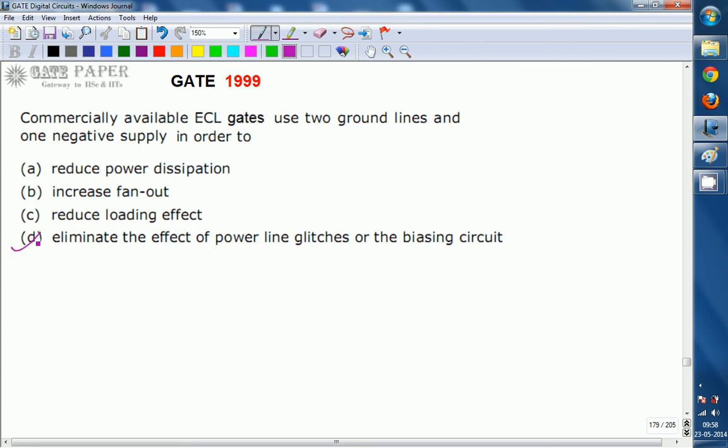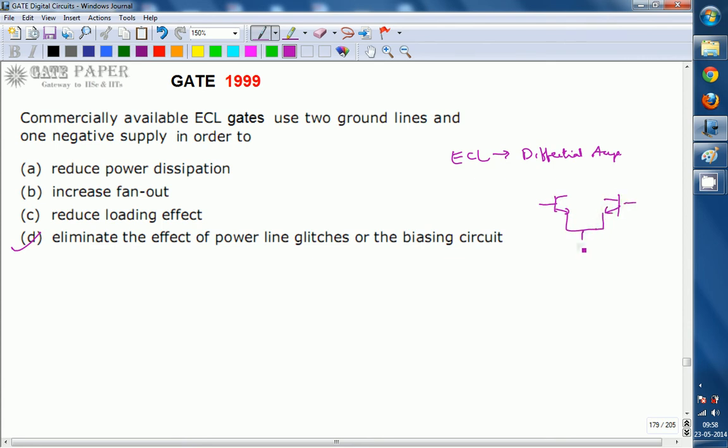because a constant current is drawn by a differential amplifier. ECL internally consists of a differential amplifier. A differential amplifier is a circuit like this. This is a differential amplifier.